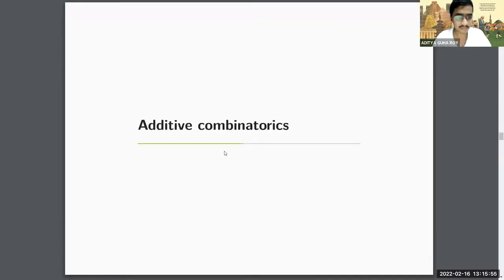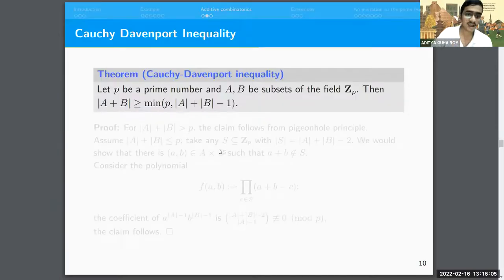All right. So now let's see some applications of combinatorial Nullstellensatz in additive combinatorics. This is one of my favorite things that I ever learned. The first one is the famous Cauchy-Davenport inequality, which was proved by Davenport. Though he published the proof, he later realized that Cauchy also gave a proof of it much before. They worked it out independently, and nowadays this is known as the Cauchy-Davenport inequality. This is a famous result that people use.